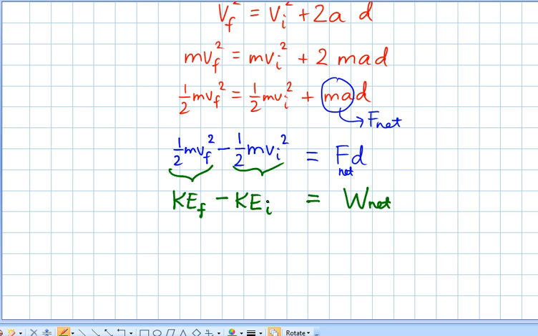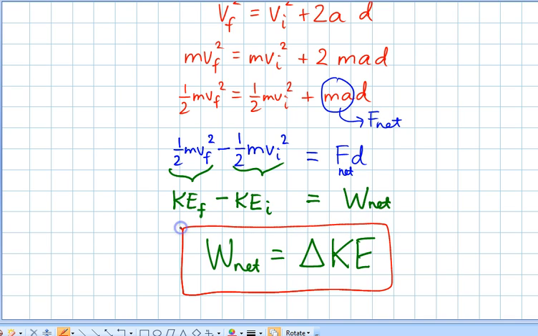And so if I flip the sides of this, on one side I have the net work, and on the other side I have KE final minus KE initial, which, if you remember, anytime you have final minus initial, that's a change. So that's a change in kinetic energy, and there's the work energy theorem. It comes from the forgotten equation and kind of switching things around. So there you have it.